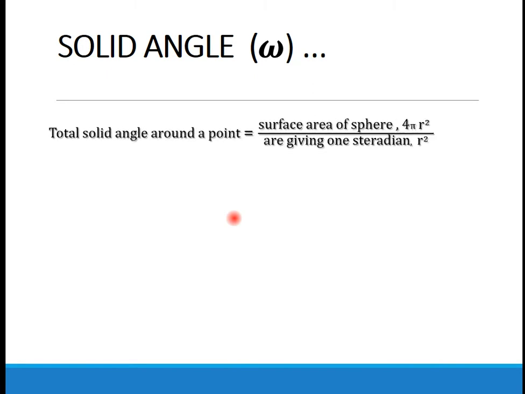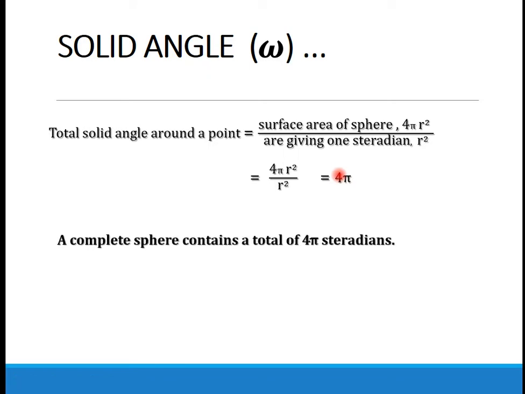If we want to determine the total solid angle around a point, that is around the sphere, we know that the total surface area of a sphere is equal to 4 pi r squared, and the area giving 1 steradian, as we have discussed, is r squared. Dividing 4 pi r squared by r squared gives us 4 pi. So 4 pi is the total solid angle around a point. A complete sphere has a total of 4 pi steradians.